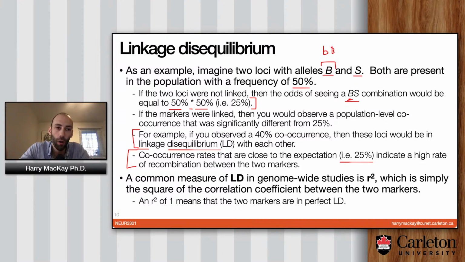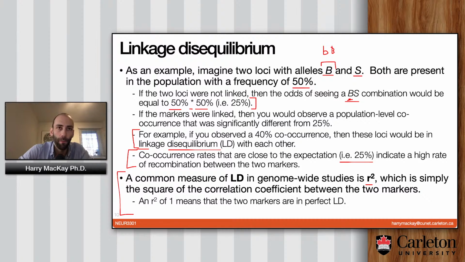And that will give you a very strong way of inferring how linked these really are on the chromosomes. So a common measure of linkage disequilibrium in genome-wide studies is R², which is literally just a correlation coefficient, or the square of the correlation coefficient between the two markers.